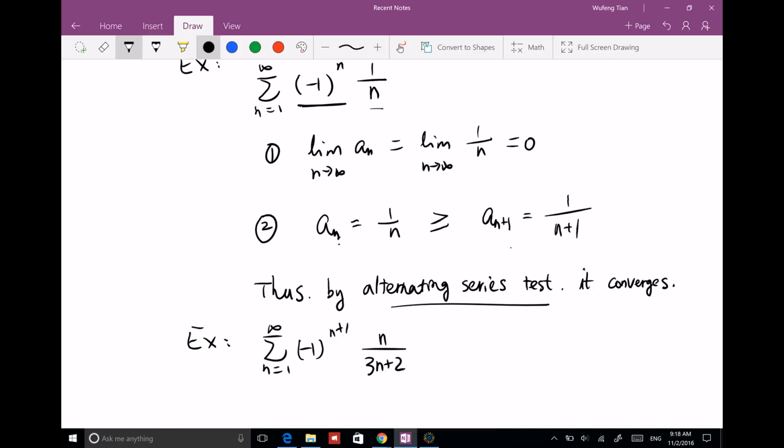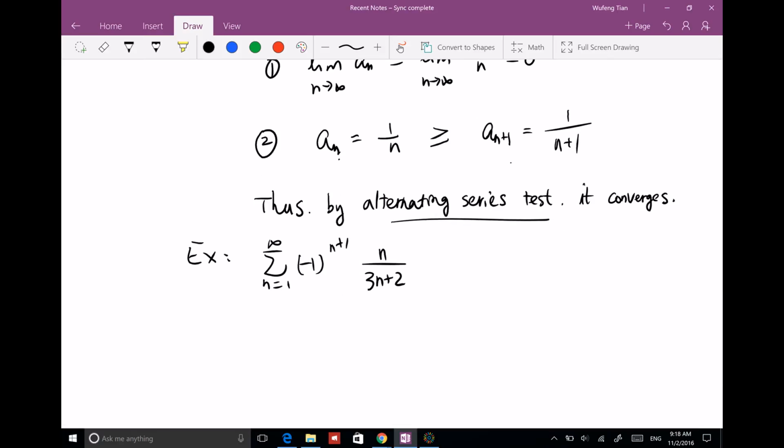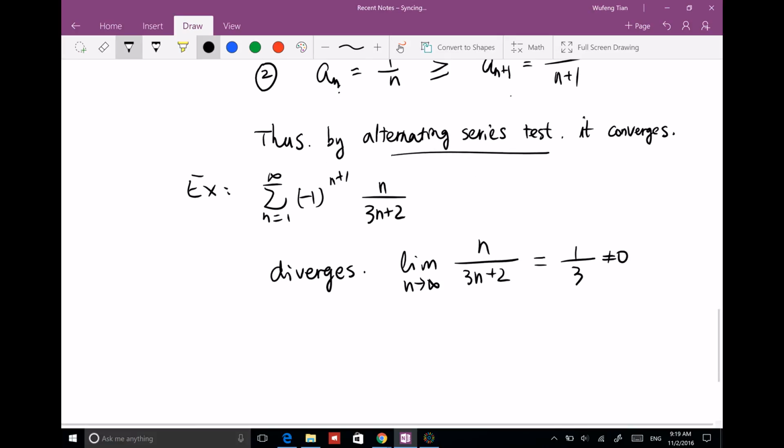Okay. Alright, so can anyone tell me your answer, please? Excuse me. Do you think this one diverges or converges? Diverges. Diverges? Why? Because the limit is not 0. Yes, very good. The limit as n goes to infinity, the nth term test, of n over 3n plus 2 equals 1/3, not equal to 0. So it diverges. Okay.